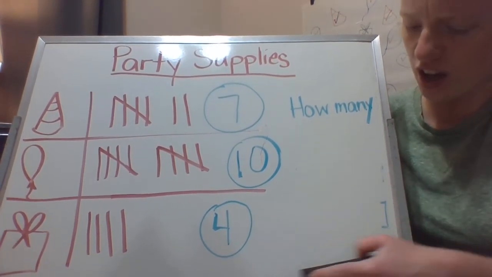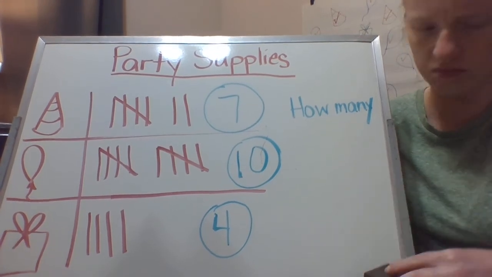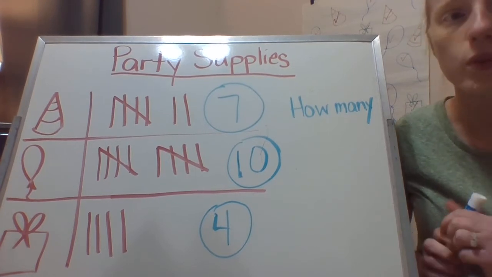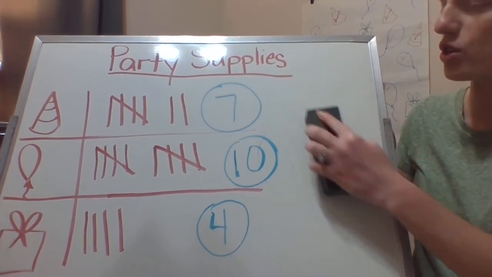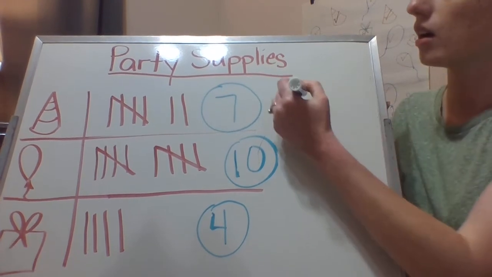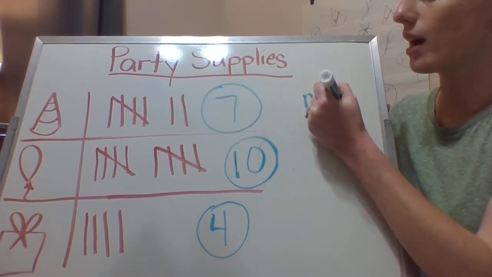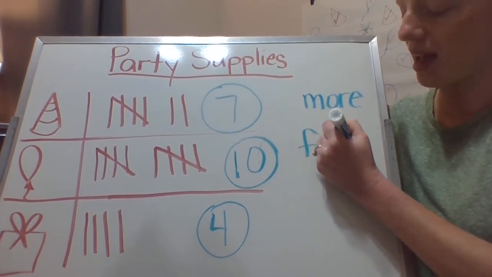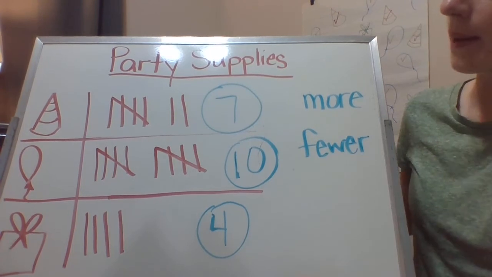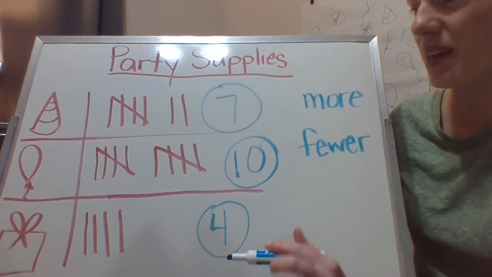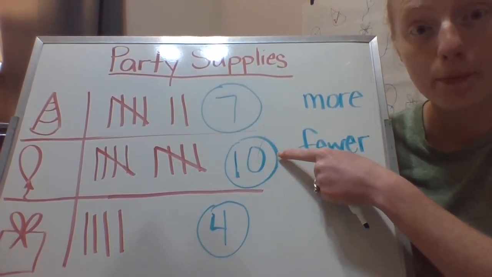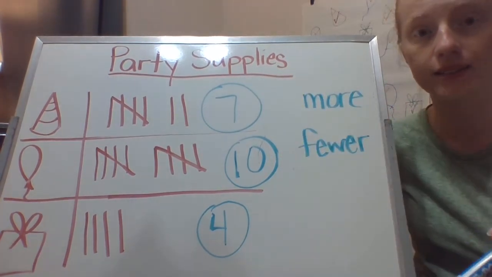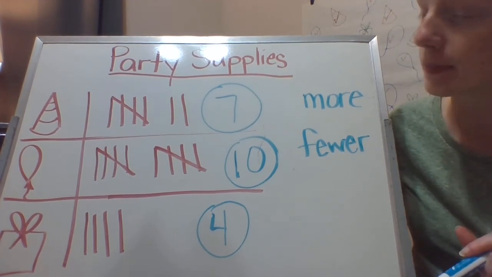Hey, can you ask another question about our data? Another question that you can ask if you were the teacher. Ooh, can you ask a more or fewer question? So if we're asking a more or fewer question, that means we are comparing groups. How many more balloons did I see than hats? How many more?